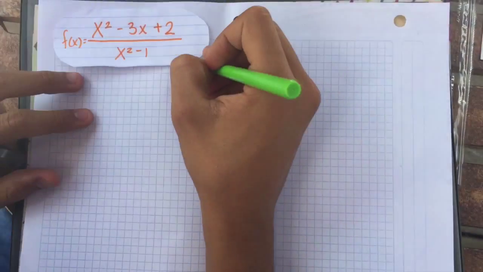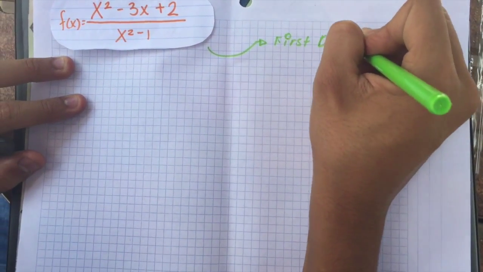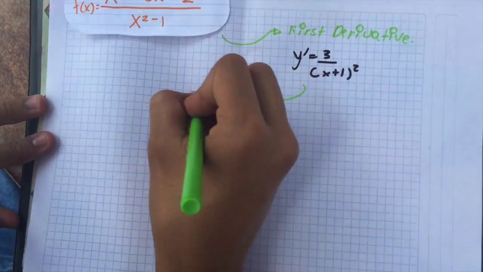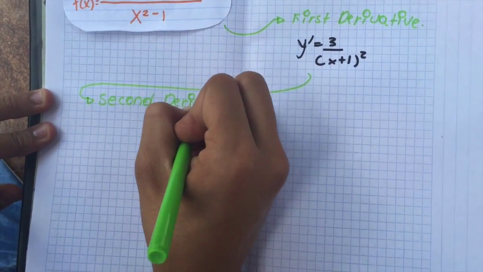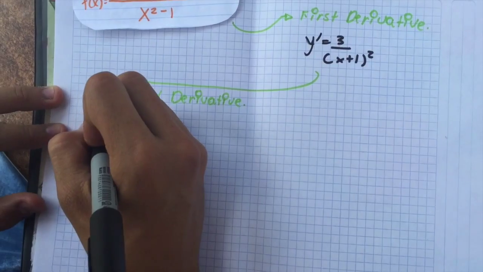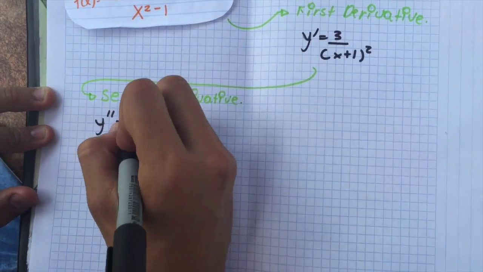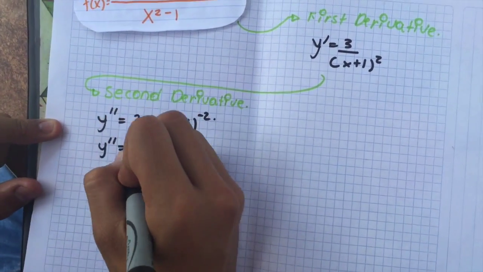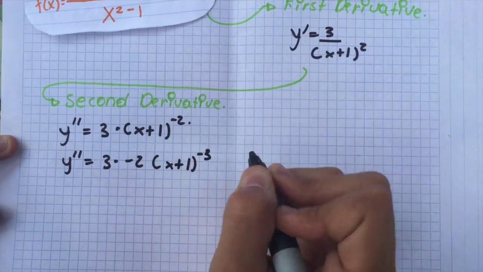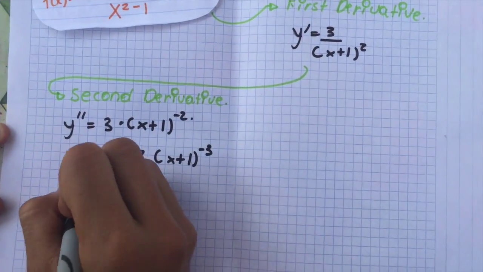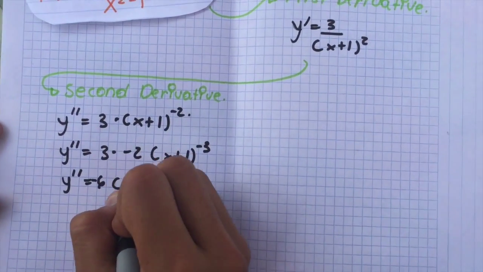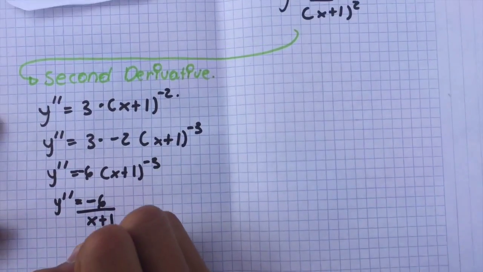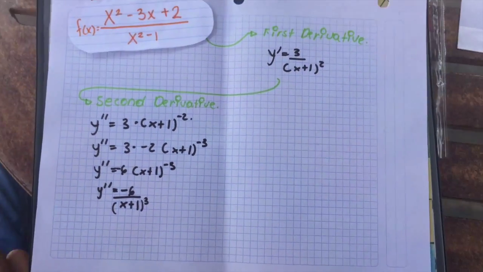To know the second derivative of f of x equals x squared minus 3x plus 2, all over x squared minus 1, we first need to know the first derivative, which is 3 over x minus 1, all squared. So the derivative will start like that: f double prime of x is equal to 3, with the denominator moved to the numerator at the power of minus 2. Therefore, we apply the power rule, which is to bring down the minus 2, so it will be 3 multiplied by minus 2, and then the result multiplied by x minus 1 at the power of minus 3. The x minus 1 at the power of minus 3 goes to the denominator as x minus 1 at the power of 3. So the result is f double prime of x equals minus 6 over x minus 1 at the power of 3.